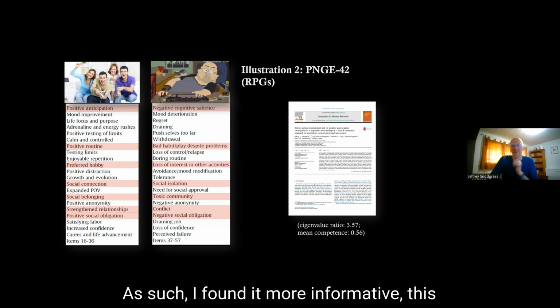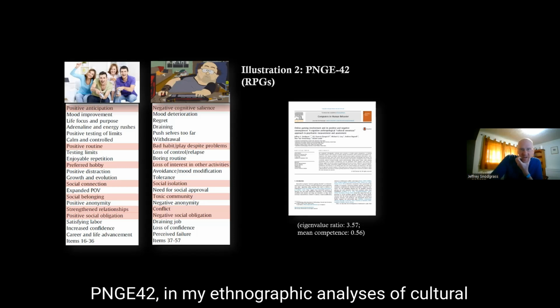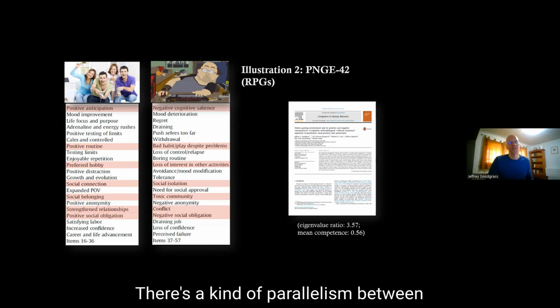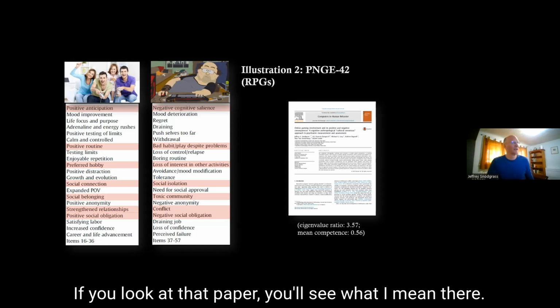As such, I found it more informative, this PNGE 42, in my ethnographic analyses of cultural processes related to gamer health and well-being. There's a kind of parallelism between the positive and negative scale. If you look at that paper, you'll see what I mean there.